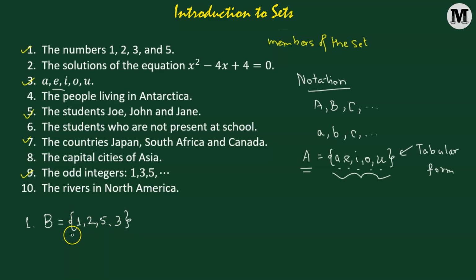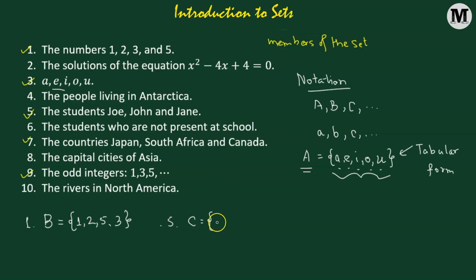So here we are representing the set B as the set containing the elements 1, 2, 5 and 3. Moving on to the fifth example. So here we have 3 students, Joe, John and Jane. Let's represent the set by the letter C.